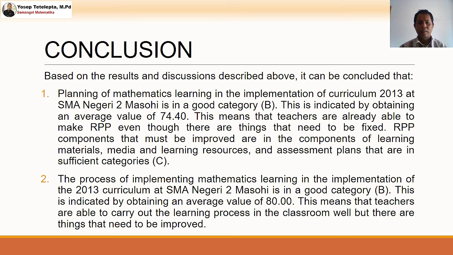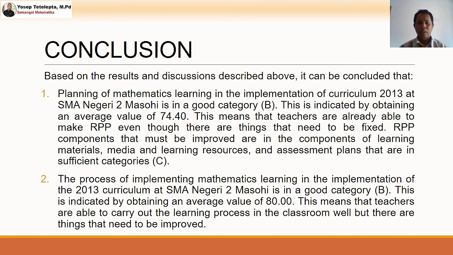Conclusion. Based on the results of the discussion described above, it can be concluded that 1. Planning of mathematics learning in the implementation of Curriculum 2013 at SMA Negeri 2 Masohi is in a good category, B. This is indicated by obtaining an average value of 74.40. This means that teachers are already able to make lesson plans even though there are things that need to be fixed. Lesson plan components that must be improved are learning materials, media and learning resources, and assessment plans that are in the sufficient category, that is C.